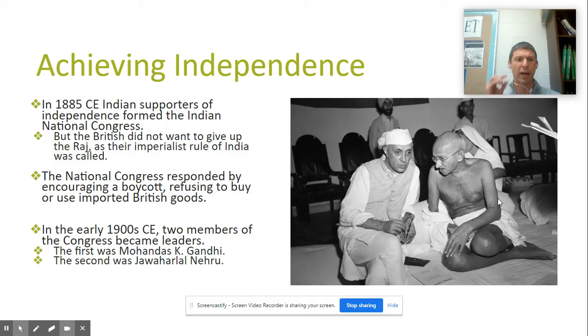And then that's when these two guys come on the stage here, Gandhi and Nehru. And we're probably more familiar with Gandhi. You might wonder why he doesn't have a shirt on there. He used civil disobedience, not social disobedience. He encouraged a boycott of any British goods. So he dressed in very simple clothing. He fasted a lot.